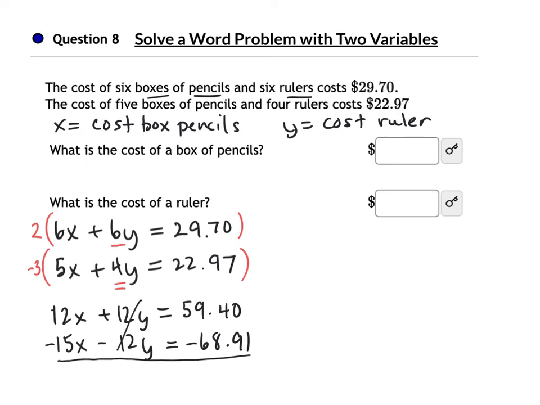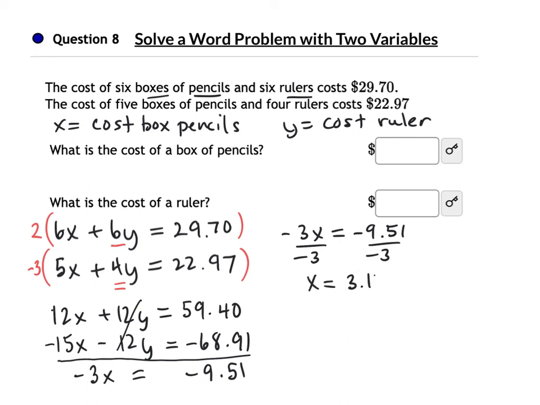Now I can add these two equations. Notice that makes 0. I get negative 3x equals negative 9.51. So I'll move that up. Negative 3x equals negative 9.51. Now I'll divide by negative 3, and I get $3.17. Now I need to find y.